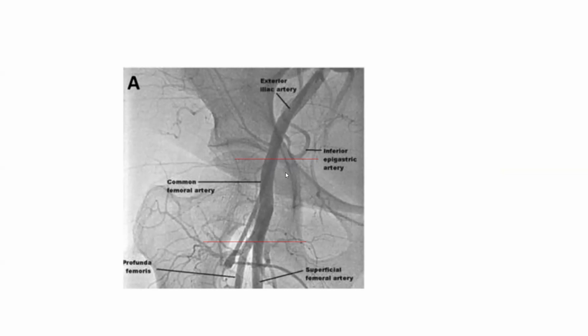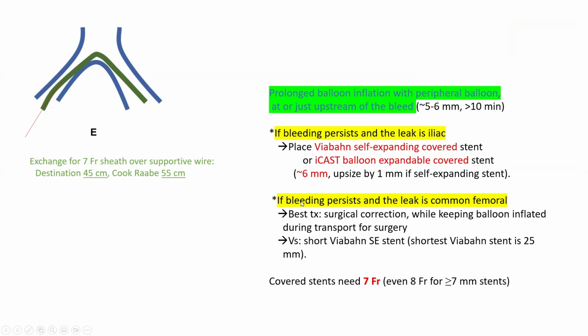And the second caveat of common femoral stenting is that it precludes future access. But again, if you can place a short stent in the proximal common femoral, then this may not preclude future access. So if the bleeding persists and the leak is common femoral rather than iliac, the best treatment is surgical correction for the 2 reasons I explained.